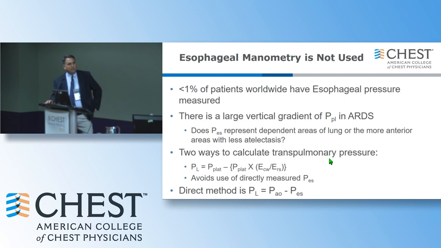Well, there's two ways to calculate transpulmonary pressure. You can do the direct method, which is what I showed you already, just subtract the esophageal pressure from the airway pressure, but also through derivatives of the formulas that are basic physiology, you can do it by looking at the elastance ratio of the chest wall to the respiratory system.